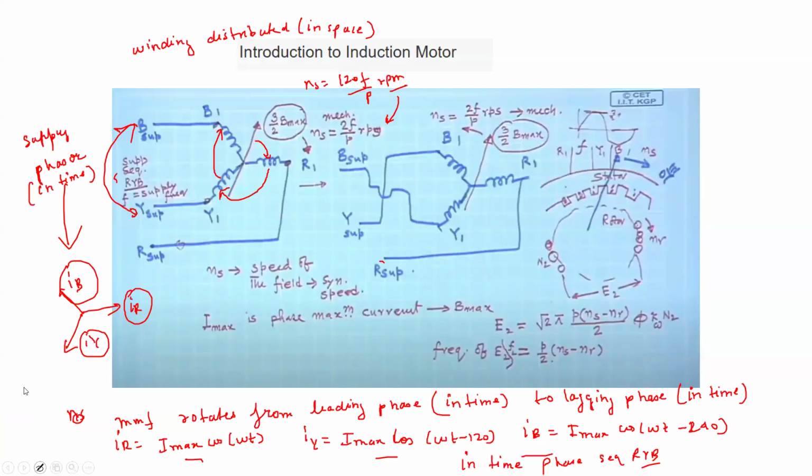But here you see, this was what was happening. But here what is happening? Y phase is going to the B phase winding. So what is happening? We have to see where the Y phase is in time. So Y phase in time is now here.